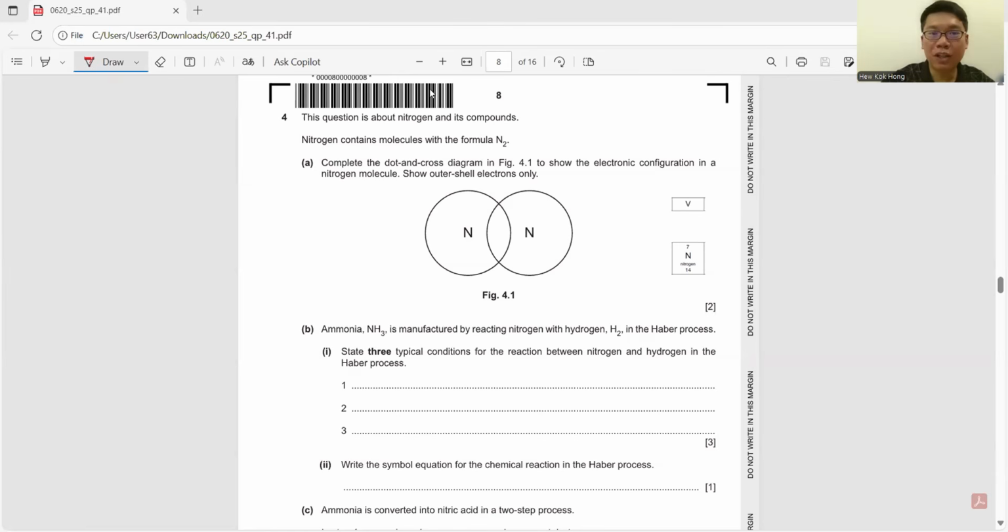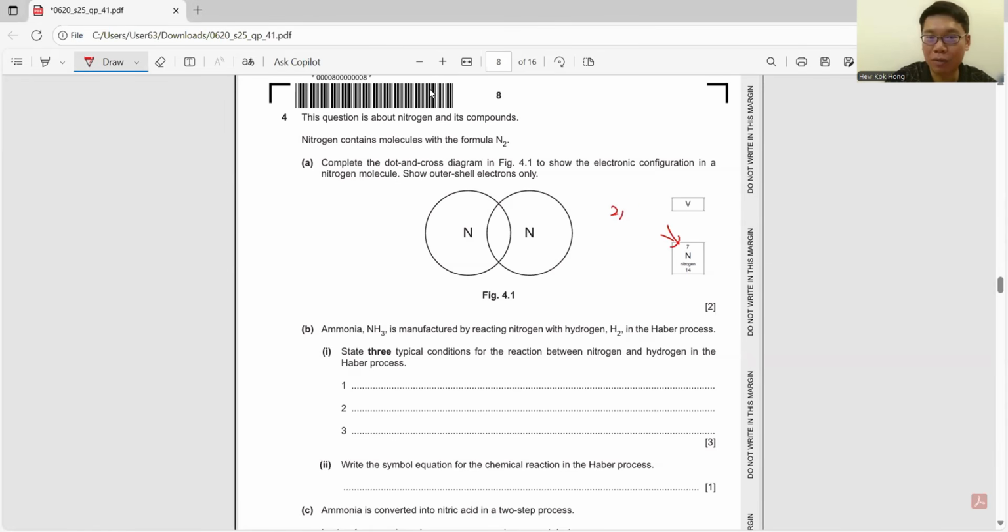Question 4. This question is about nitrogen and its compounds. Nitrogen contains molecules of N2, complete the dot and cross diagram. So from the periodic table, we know it's group 5. It has 7 electrons, which is 2, 5. They need 3 more electrons, so they must share 3 electrons. Another nitrogen needs to share 3 electrons also. So after they share 3 electrons, each of them will have 2 more electrons left, put here and here. And they ask for showing outer shell electrons only, so you do not need to draw the 2 inner electrons.